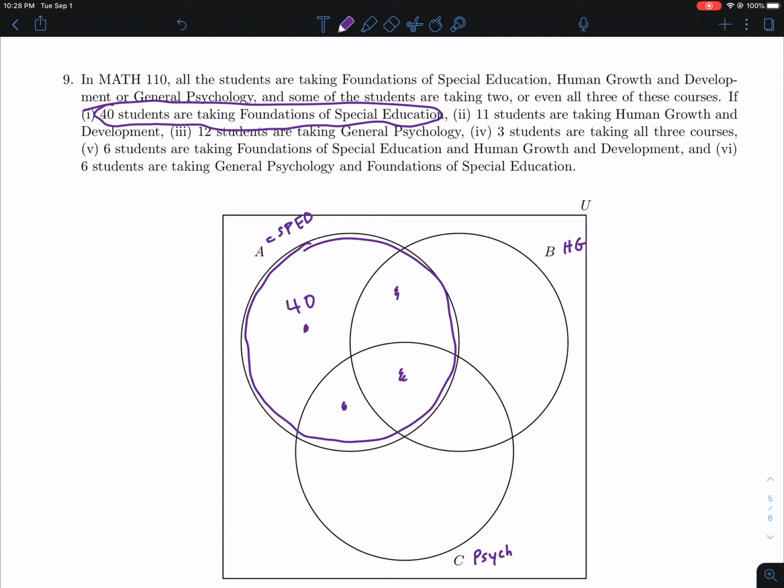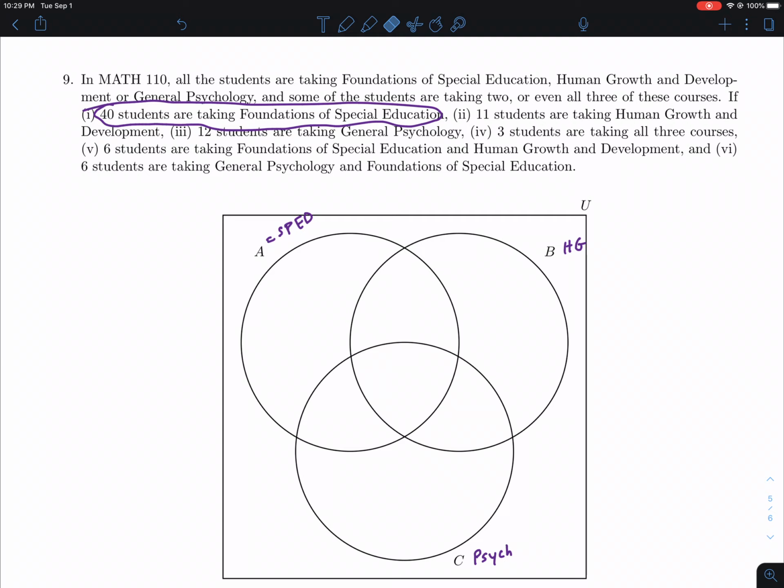So what we have to do is start in the middle of these problems. We fill out the intersections first. We want to figure out what all 3 circles have in common. Then we work our way out into A intersect B, B intersect C, and A intersect C. And then we finally finish out the outside circles. So we don't want to deal with this 40 yet, but we do want to keep it in mind because it's going to help figure out some of these other numbers.